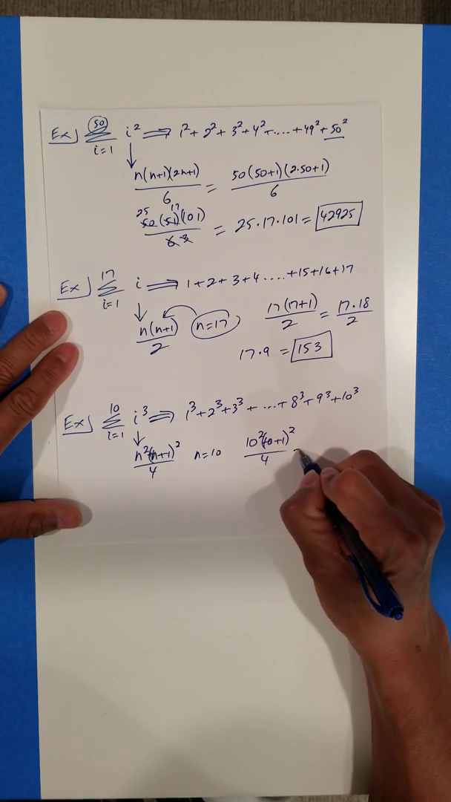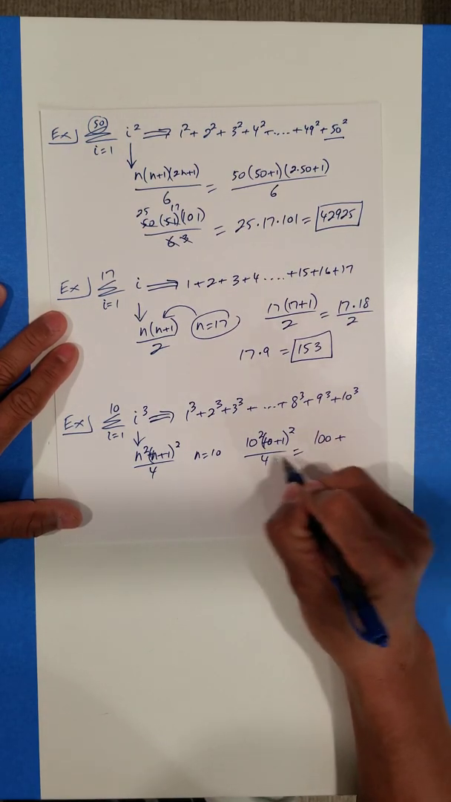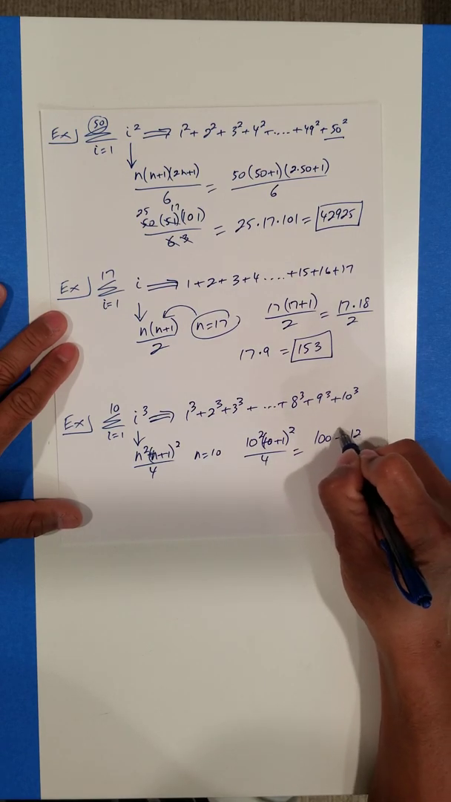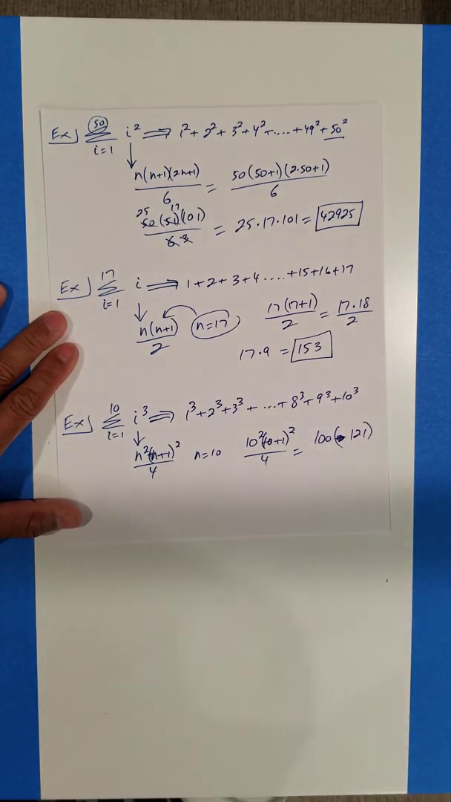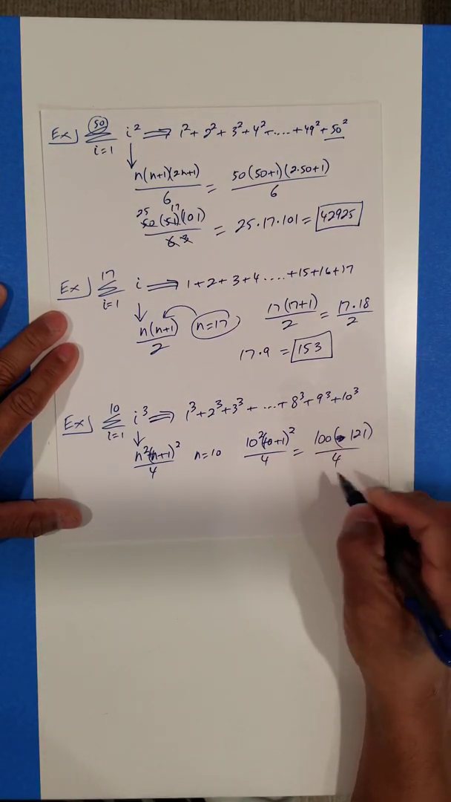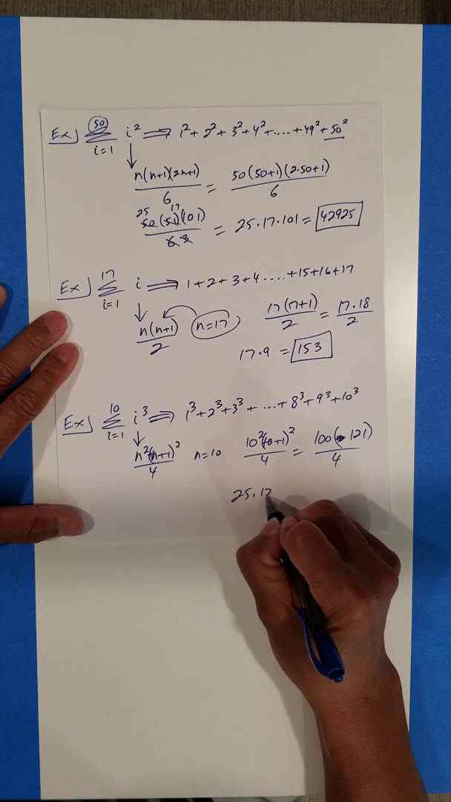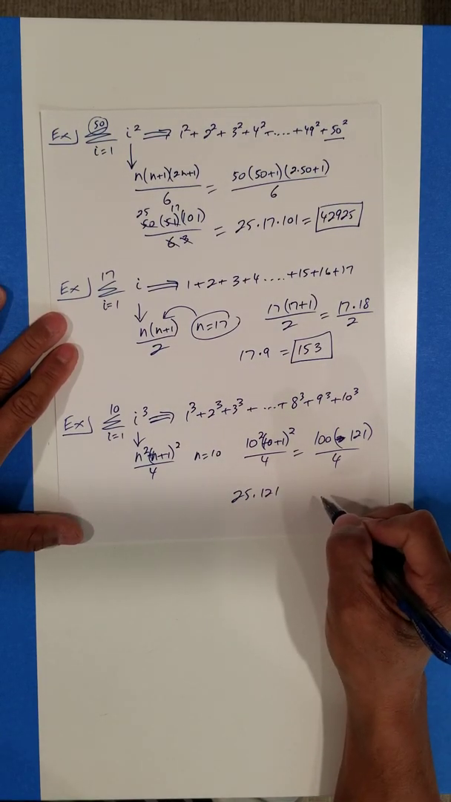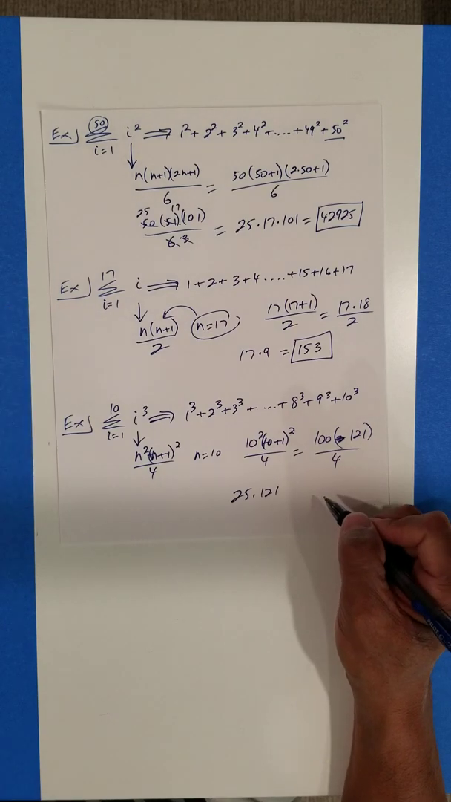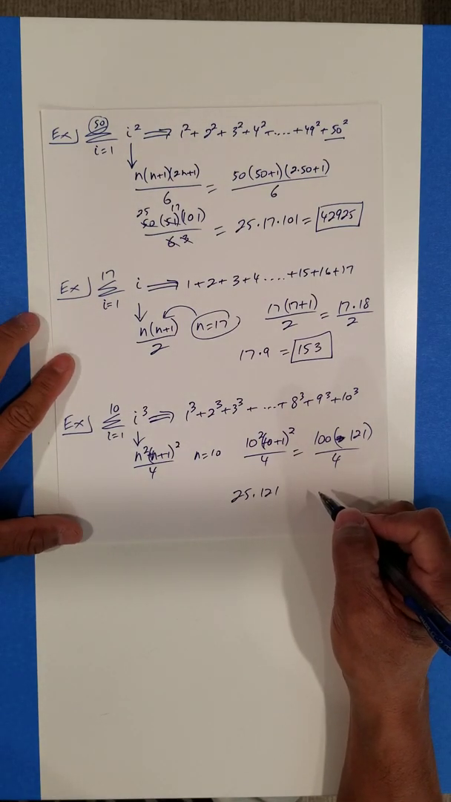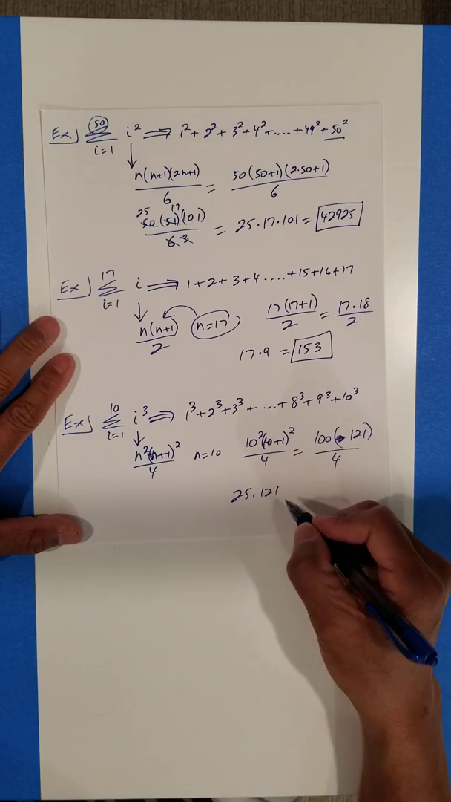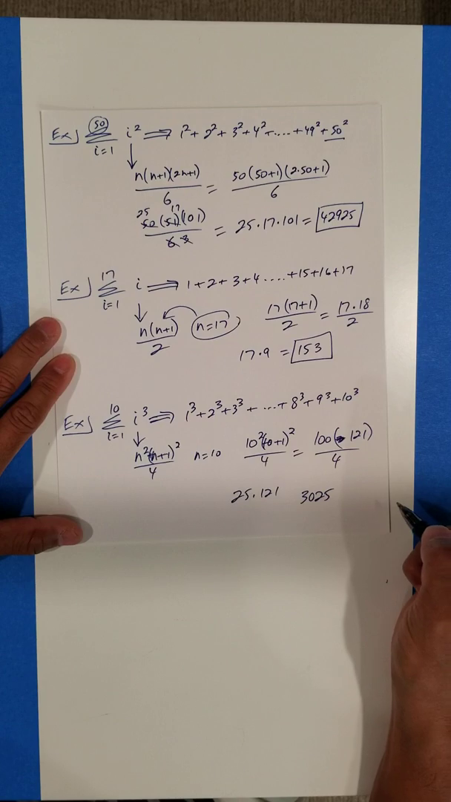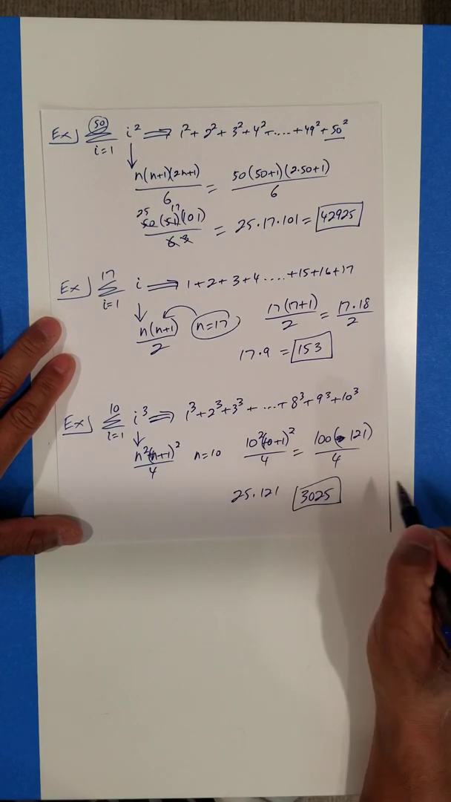Okay, so we get 100 times 121, right, over 4. So 25 times 121, okay? So we can just evaluate this out. Okay, so this will give us, what, 3,025, I believe. Okay, looks like it. There you go.